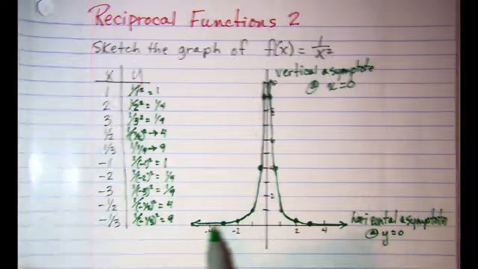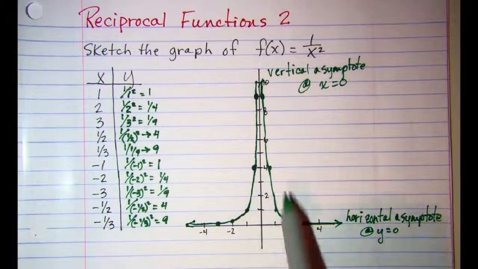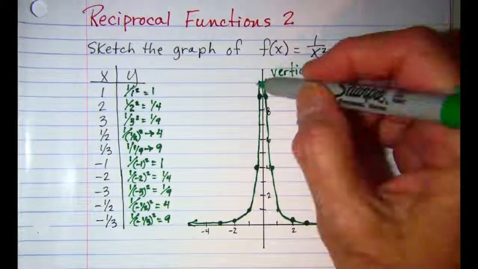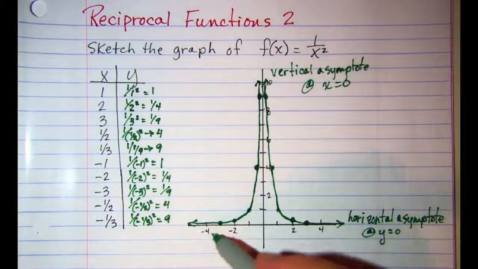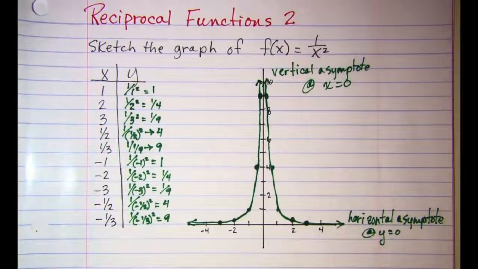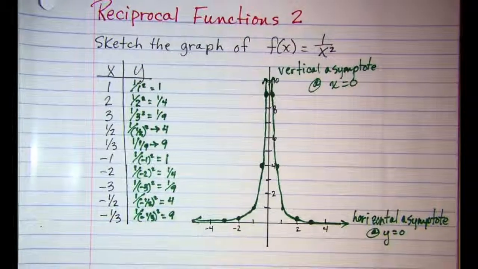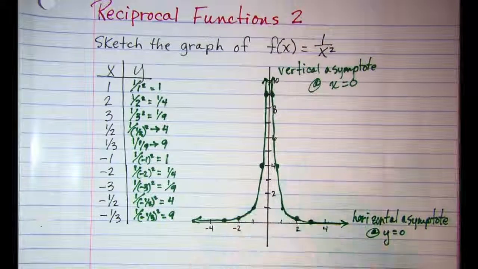Again, we won't ever touch the x-axis. We won't ever cross the y-axis either. Those are both asymptotes. So we'll use this basic shape to graph another one.